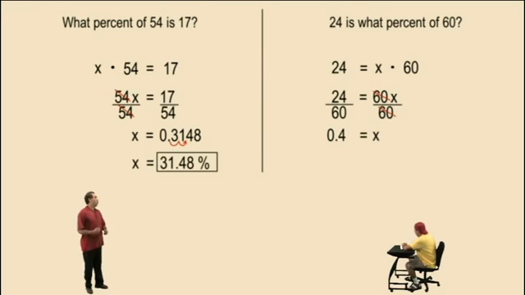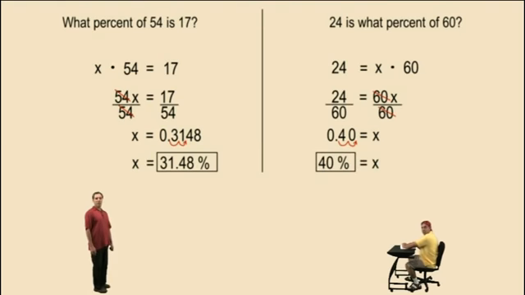Now remember, our unknown quantity x represents a percent. That means our final answer has to be a percent. Therefore, we must change this decimal to a percent by moving the decimal 2 places to the right, and our answer is 40%, and that's it. Let's do another one.